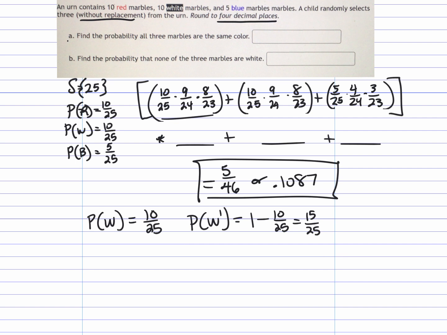So the first one would be 15 out of 25, and then the second would be 14 out of 24, because remember, this is without replacement. And then the third would be 13 out of 23. And if you were to multiply those all together, you would get 0.1978.